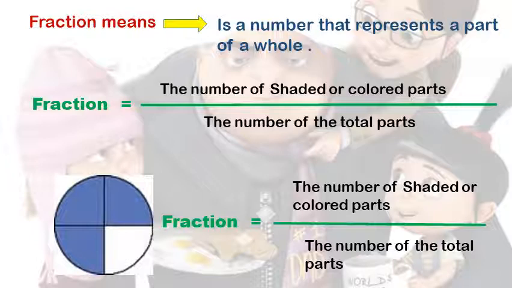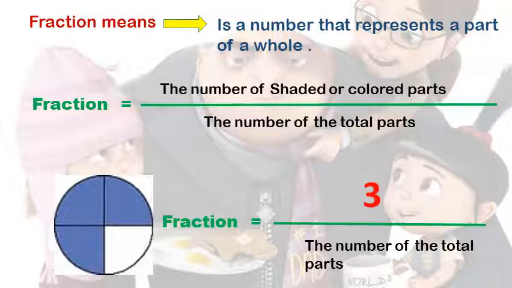How many colored parts do I have? 1, 2, 3. So I will write 3 up. And the number down tells me the total parts that I have. Let's count them. 1, 2, 3, 4. So I will write 4 down. Now let's read it. 3 over 4.